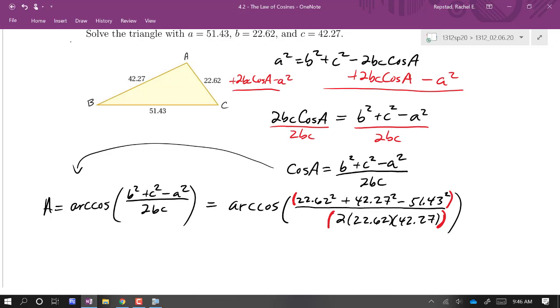Alternatively, some people will just figure out what this fraction is, plug in the sides, so we know what cosine A is equal to as a number. If you do that, just don't round too coarsely. You also would still need to make sure you have parentheses around the top and the bottom separately in order for your calculator to do what you're trying to get it to do.